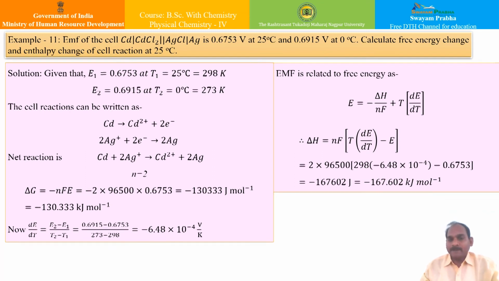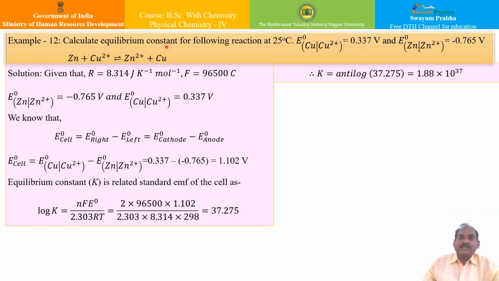Similarly, I can calculate the equilibrium constant for the following reaction. If this is the reaction, if I substitute what is given, we have been given the R value, the Faraday constant, and the EMF is given, that is for zinc and for copper. The EMF values are given.